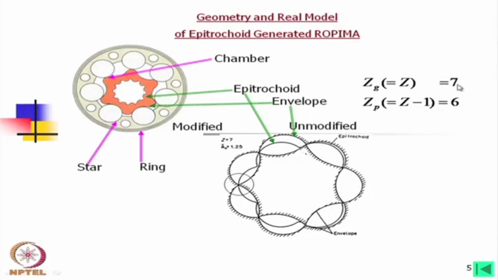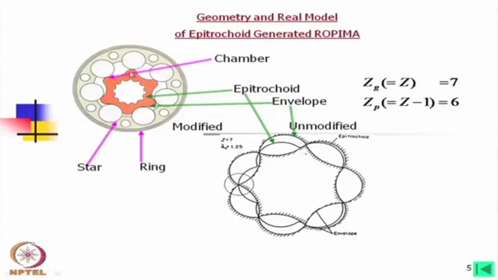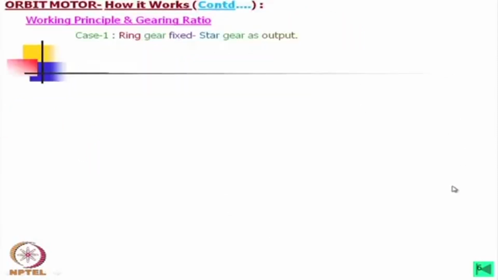If this is 7, then 8, but making this 8 and this 7 means the number of chambers will be 8. So, an even number, which is not beneficial. So, always you will find that the ring gear lobe number is 7, 9 or 5, something like this, whereas this is an even number, one less than the outer member number. Okay. Now, let us see this working principle. The first case we shall study is the ring gear fixed, star gear as input.